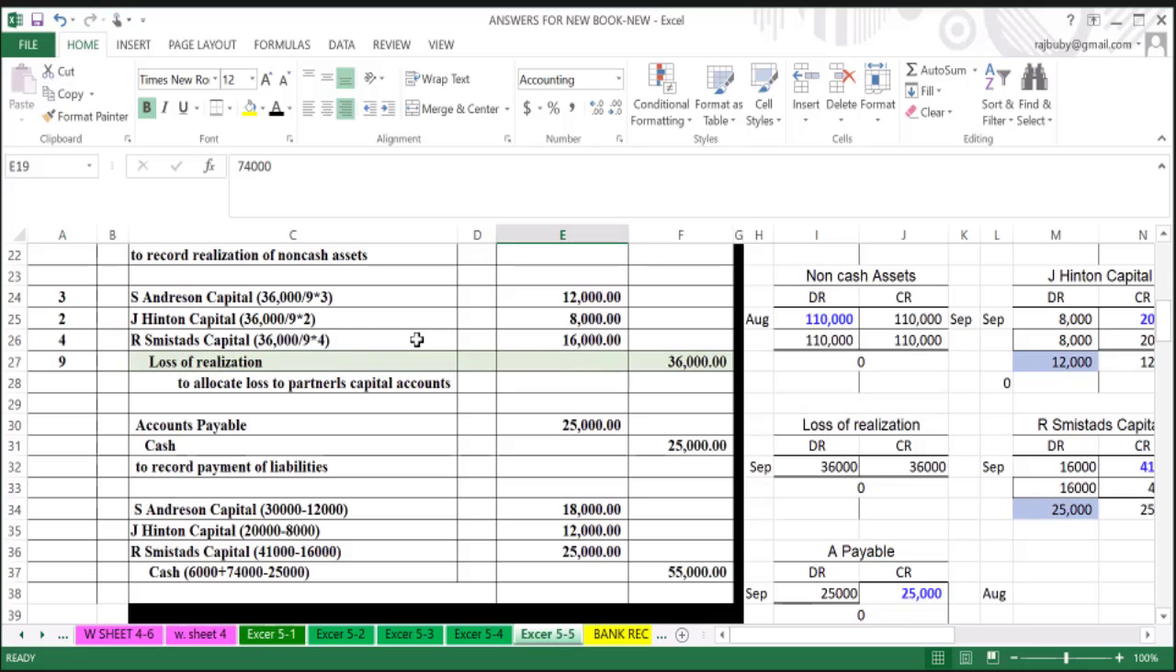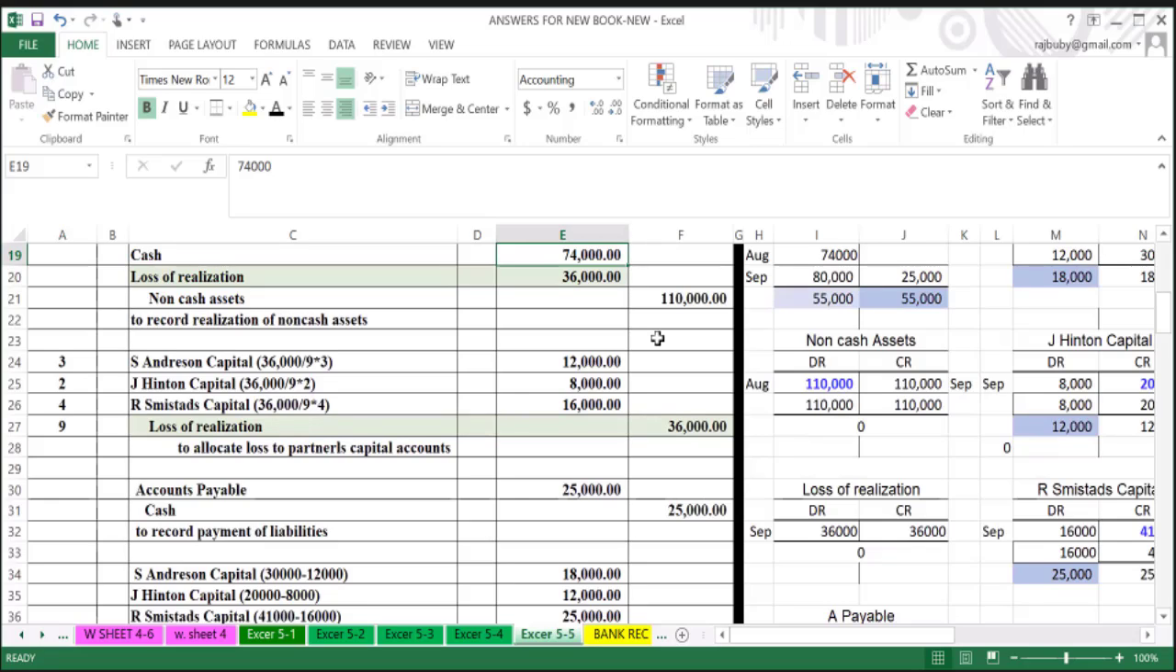According to the ratio, 3:2:4, right? Yes. 3:2:4 means 3 plus 2 plus 4, 9. Then you are going to divide 36,000 by 9 and multiply by 3 for Anderson, multiply by 2 for Hinton, and multiply by 4 for the other partner. Okay. And what about 36,000? How can we calculate that one?